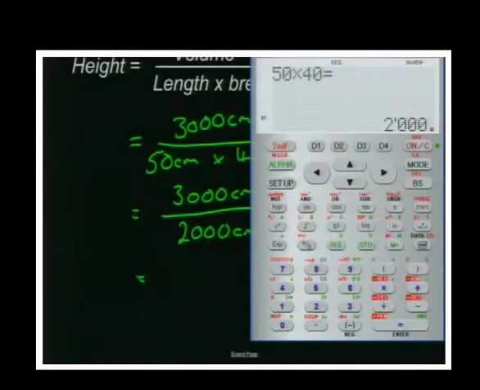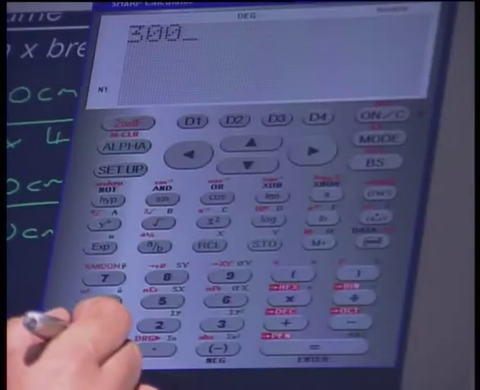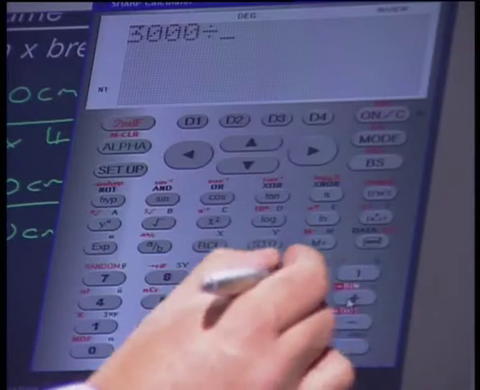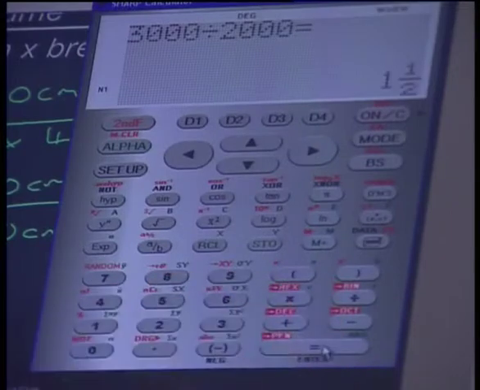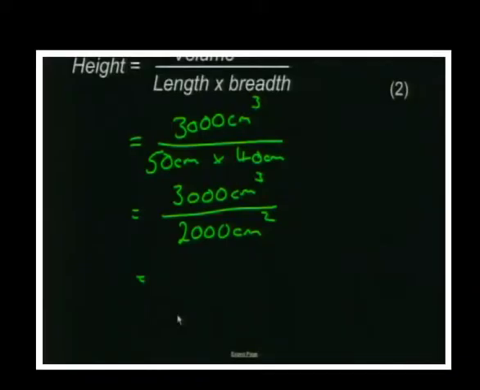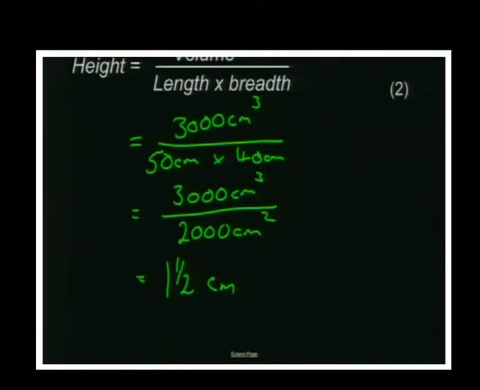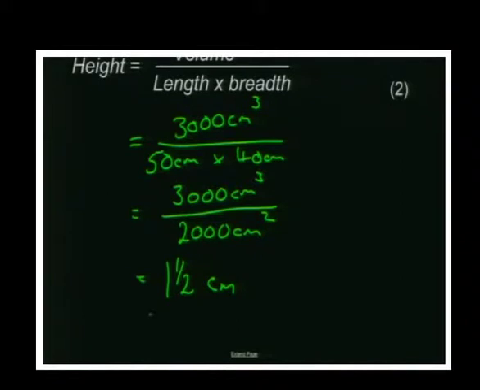So again, our calculator, we're going to say 3,000 divided by my 2,000. And I get 1.5. So equals 1.5. 1.5 what? 1.5 centimeters. Height is like a length, isn't it? The height is 1.5 centimeters. You can't have a height of 1.5 centimeters squared or 1.5 centimeters cubed. Height is just a length. So it's only centimeters. So the height, 1.5 centimeters.